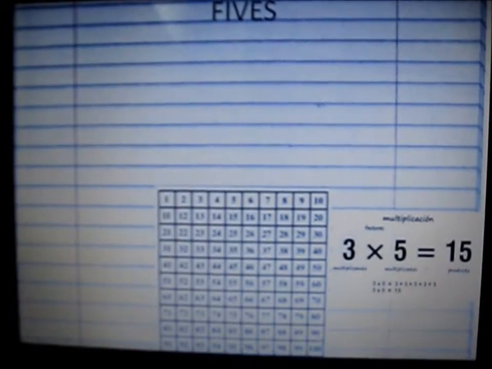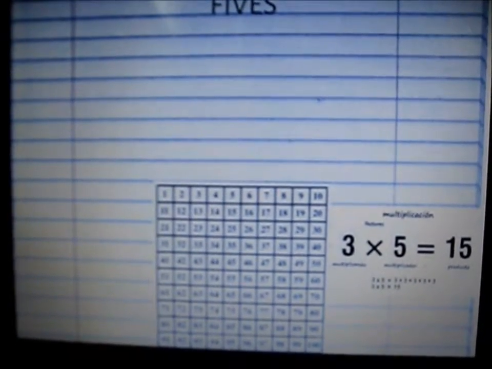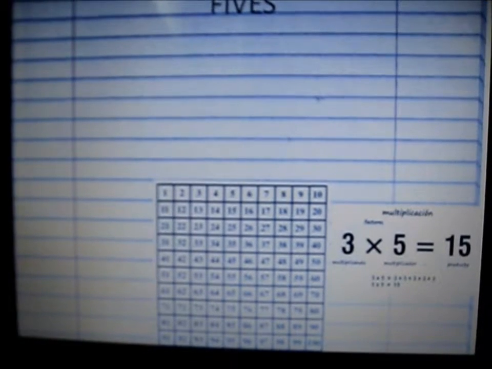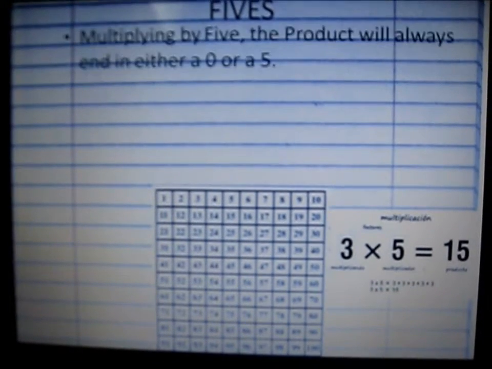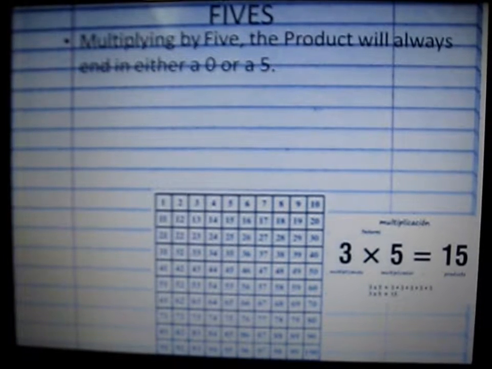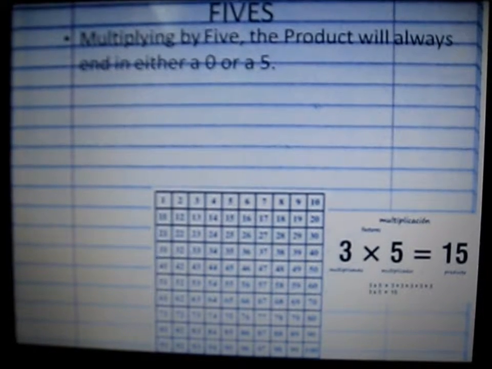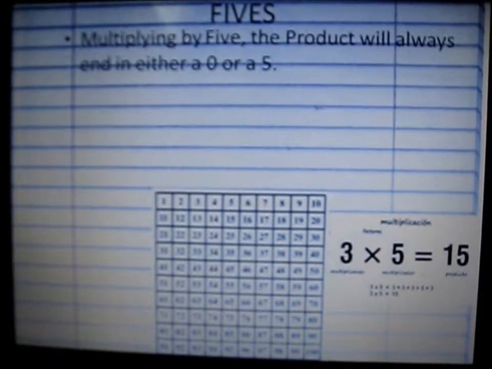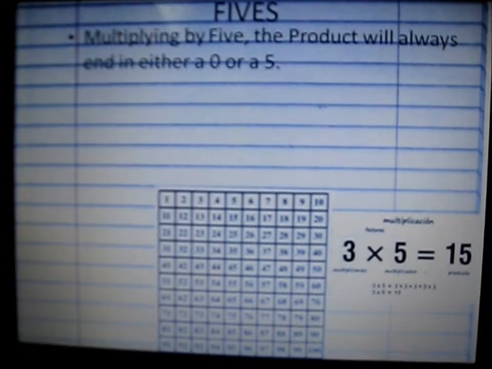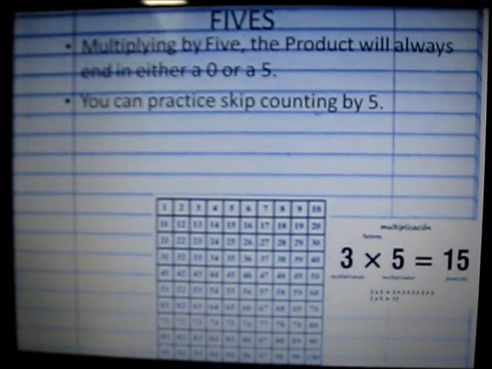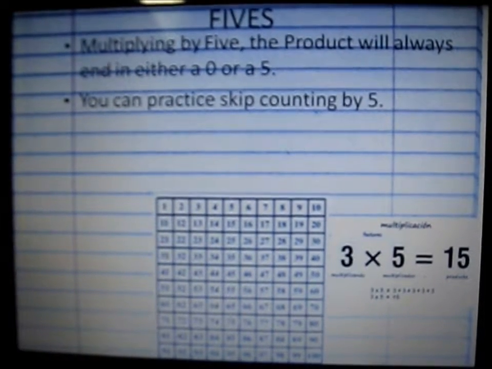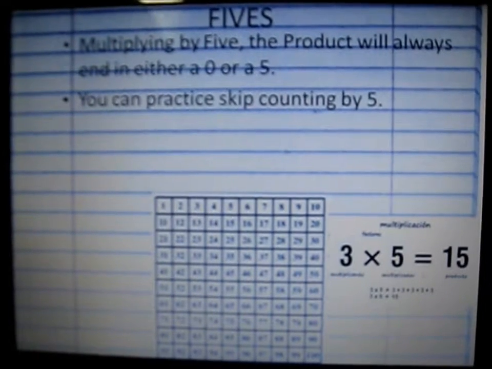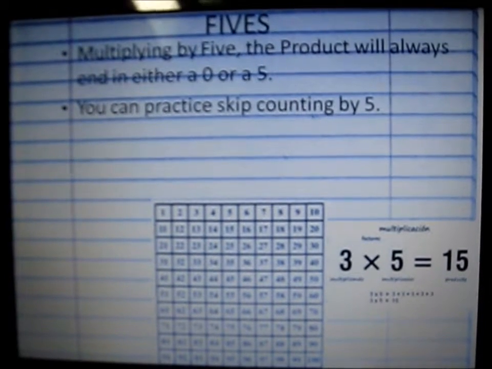Don't fear it, learn it. Now let's move on to 5s. Do you recognize our 100 chart at the bottom of the page? Multiplying by 5, the product will always end in either 0 or a 5. You can practice skip counting by 5. 5, 10, 15, 20.